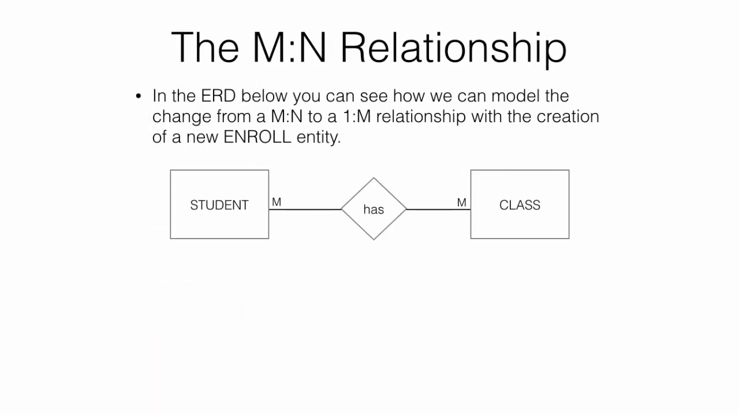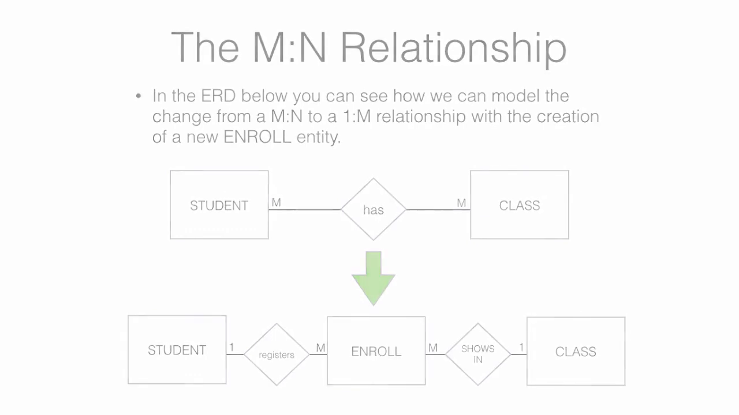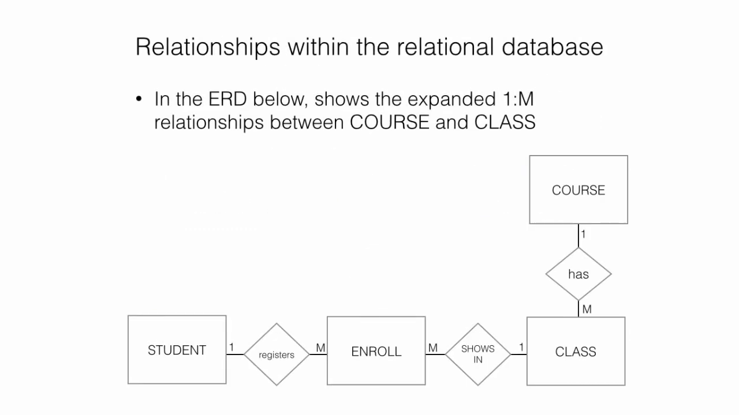In the many-to-many relationship below, you can see how we can create a new bridging table to relieve that many-to-many relationship and create a one-to-many relationship. In this final ERD diagram, you can see how all of our tables are related to each other. We can see how the student registers to the enrolment, and there's a one-to-many relationship there. We can see that the enrolment has one class within it. We can see that there are many classes for any given course.